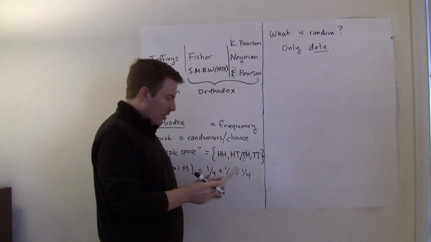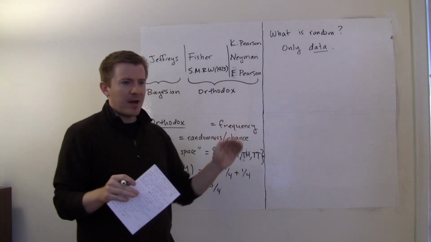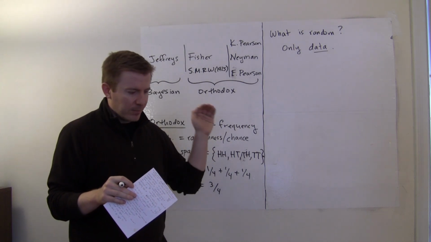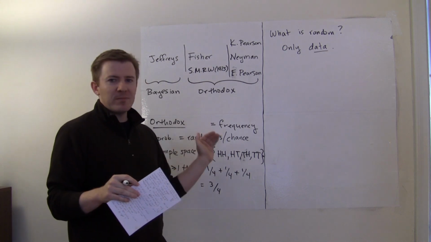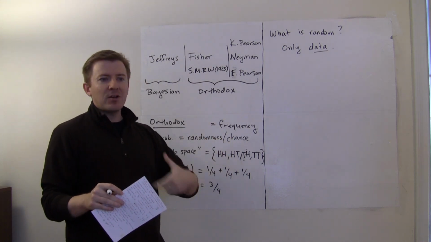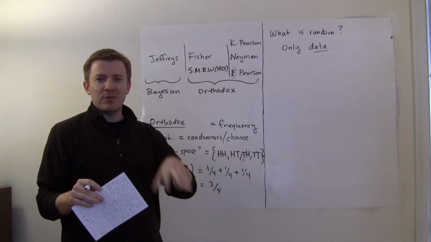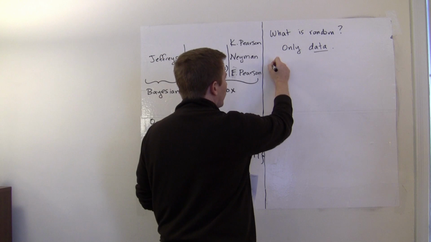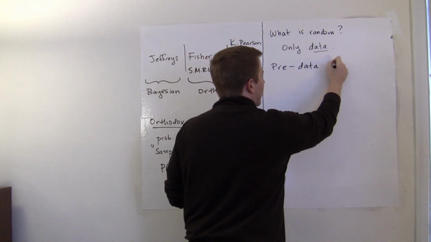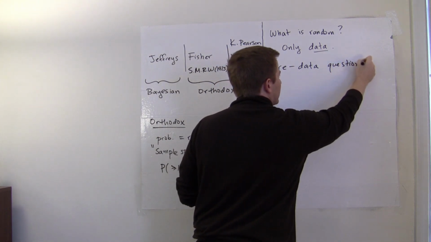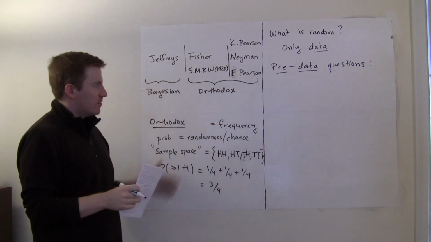Okay, what that translates to is that in the Orthodox techniques and methods, we're only ever really going to be asking questions about what other data could we have gotten, or what is the probability that we got the particular data that we did get? Okay, so we're really just going to be interested in what Jaynes calls the pre-data questions. Okay, these are going to be the sole focus of statistics in this framework.